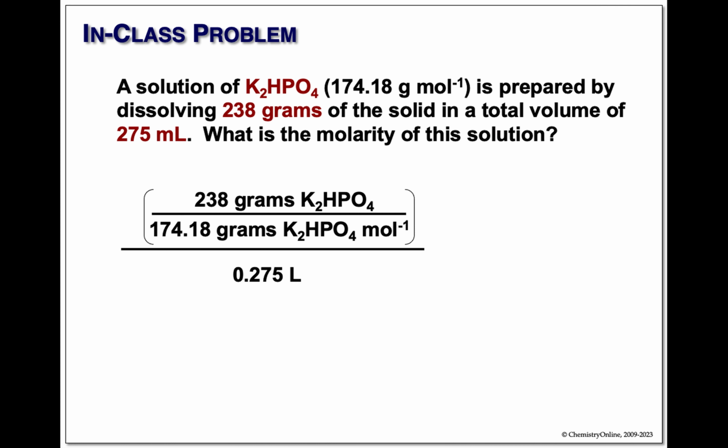Grams cancel, per mole comes up. Do the simple calculation, 238 divided by 174 divided by 0.275, 4.969. We have three significant figures, so we round it to 4.97. Sound reasonable? All right, there are tutorials for this. The first one is a table tutorial. I believe it's called Molarity 1 or something.